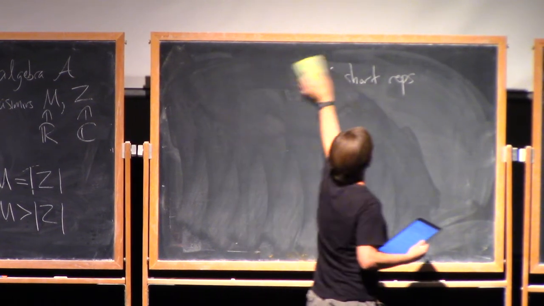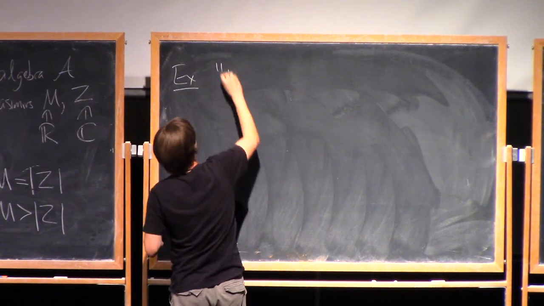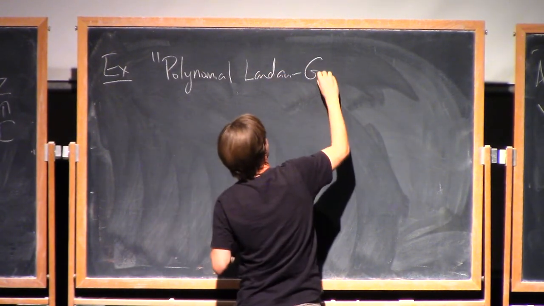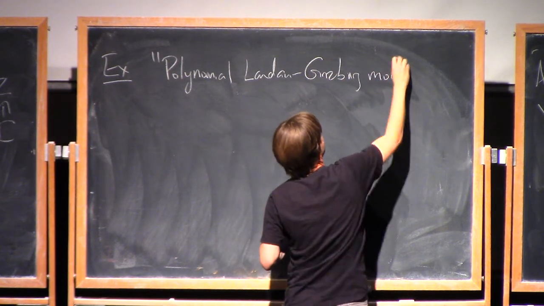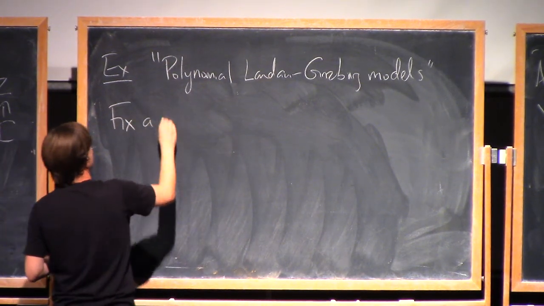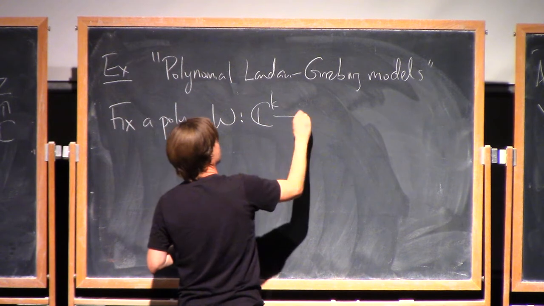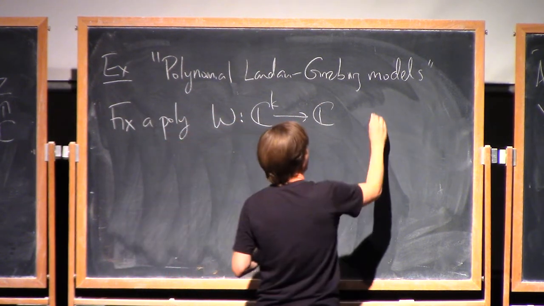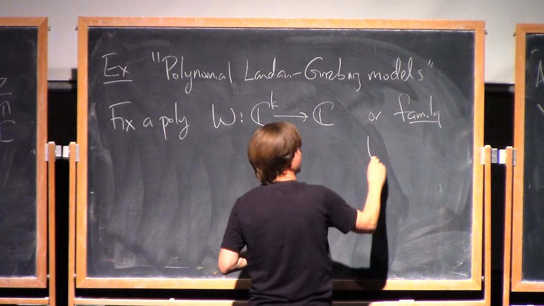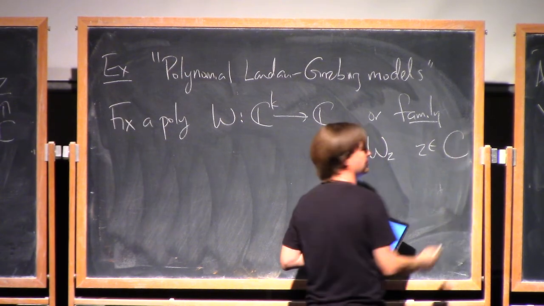So now I want to do something that's mathematically sharp. We'll do what are called the polynomial Landau-Ginzburg models. Let's fix a polynomial, call it W, a complex polynomial in k variables. In general, we're interested in a family of polynomials. Here I've just got one polynomial, but in general I might have a family, so I'll have another parameter, call it z, living in some parameter space, and I'll call that parameter space C.